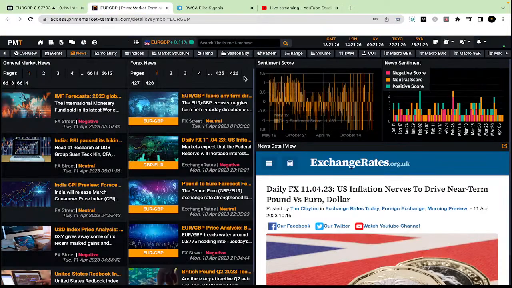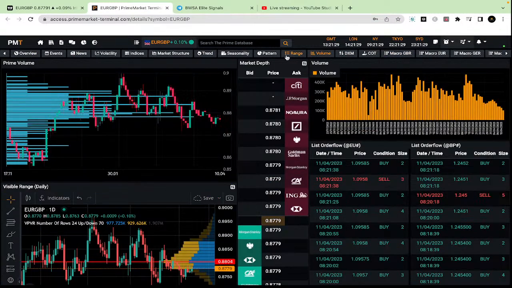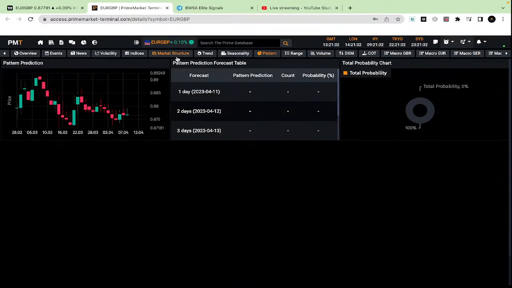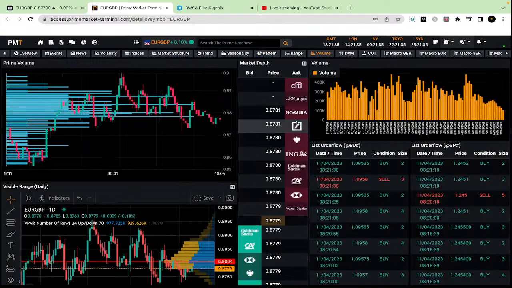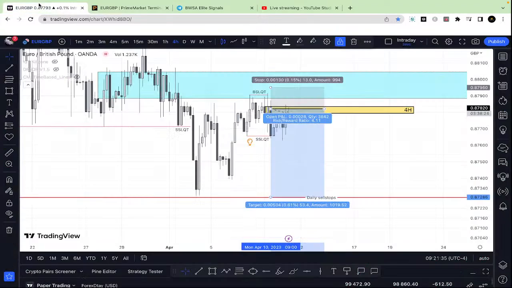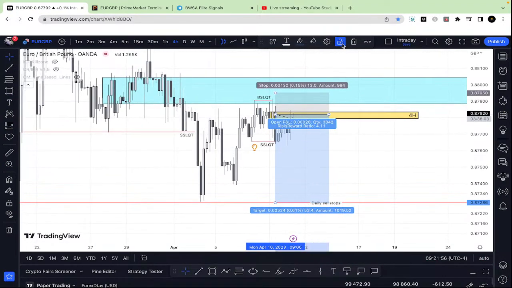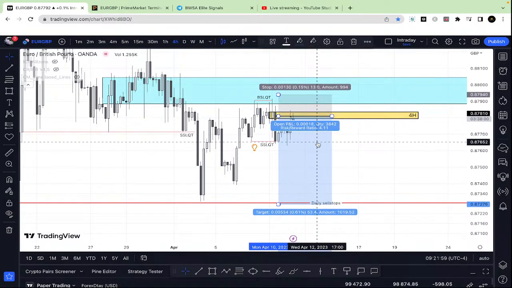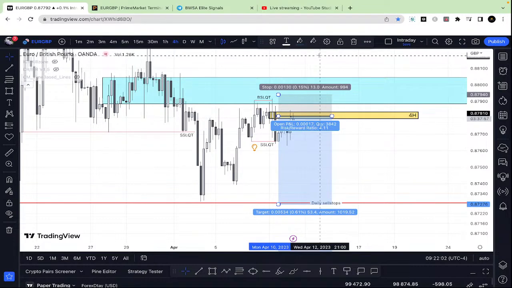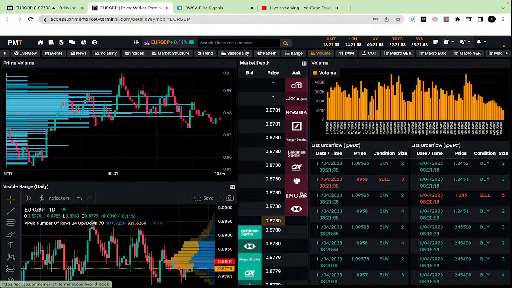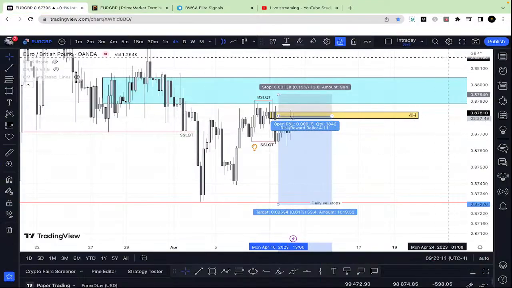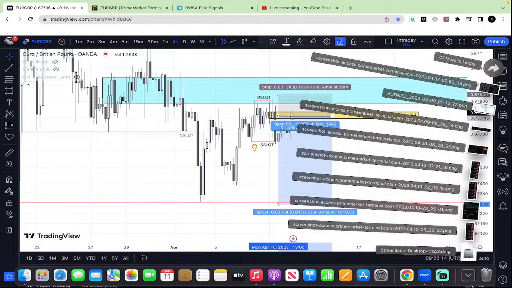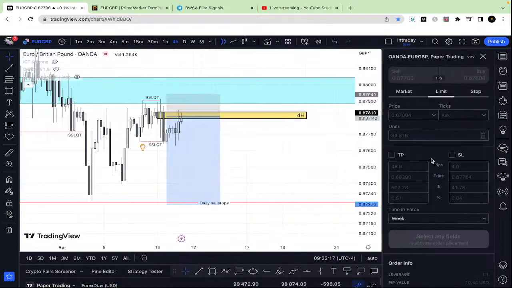Let me see. 0.7820. Do they still have the same limit order? We have pattern, seasonality. Where's volume at? Here it is. Yeah, I'm comfortable with that, considering that they have 0.8781. Let's go real quick, and I will copy this onto.